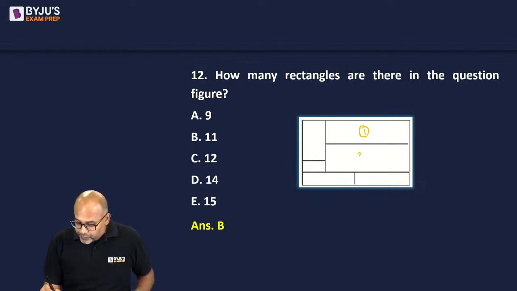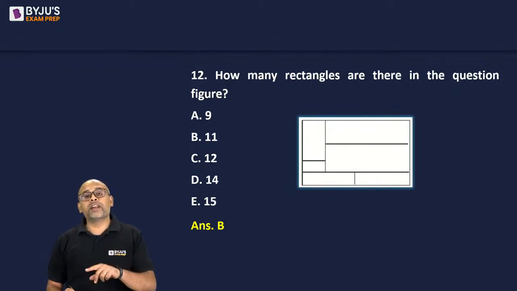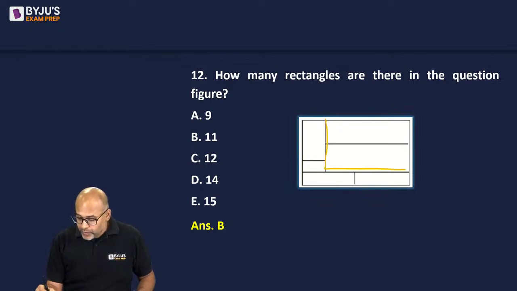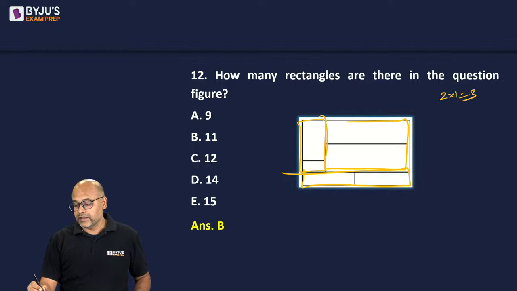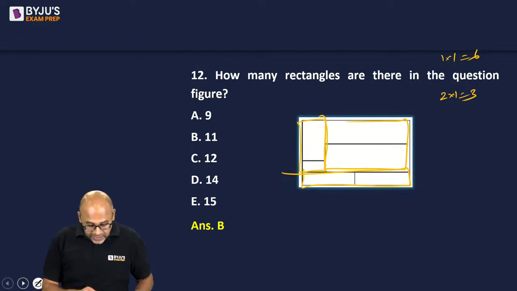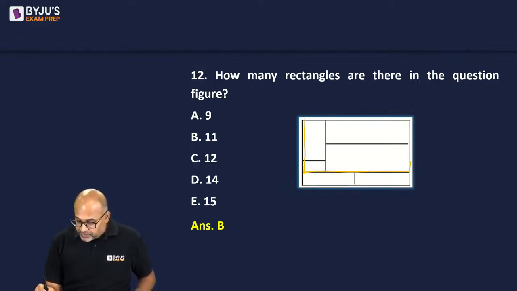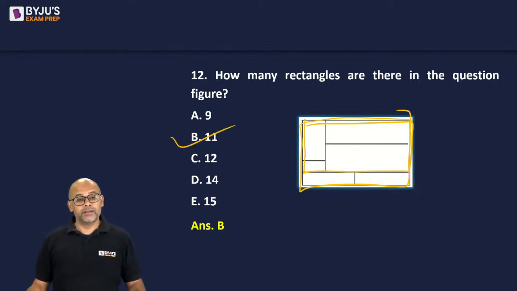Let's identify. 1, 2, 3, 4, 5, 6. Six of them are 1 by 1 rectangles. Then let's go by 2 by 1 rectangle, so 2 pieces joined. 1, 2, 3. So 2 by 1, 3. 1 by 1, 6. Then can I have more than 2 pieces? Yes, I have this, 1, and I have this entire thing, 1. So 6 plus 3 plus 1 plus 1, that is 11. Answer is B. Clear?